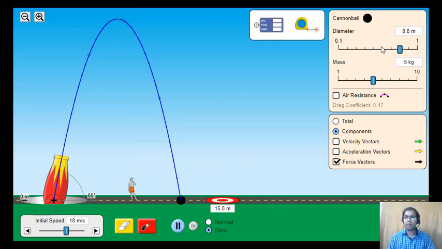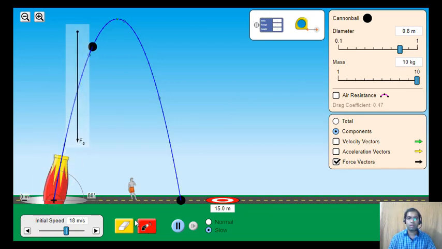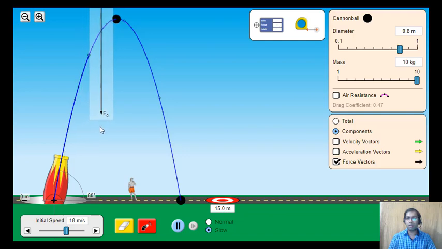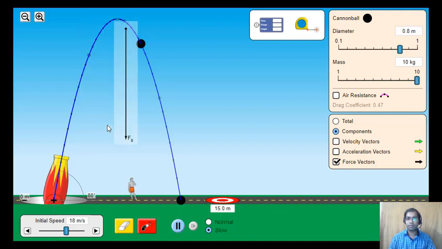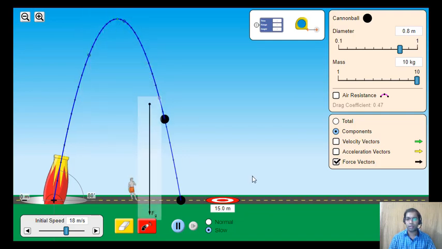Now, if let's say we increase the mass from 5 to 10 kilograms, let us launch it again and see what happens. Well, the force remains a constant. We do not see any variation in that.